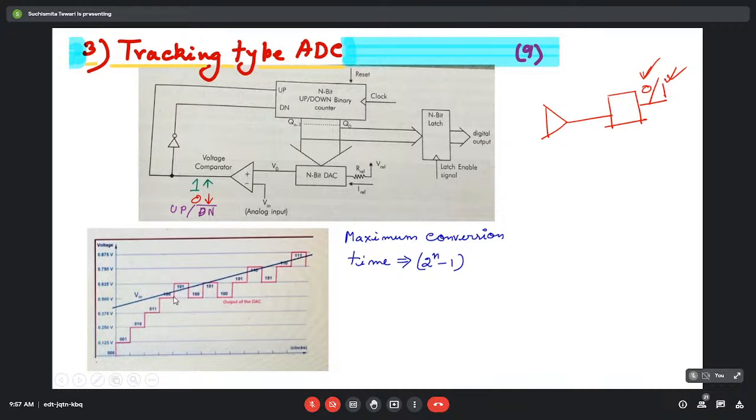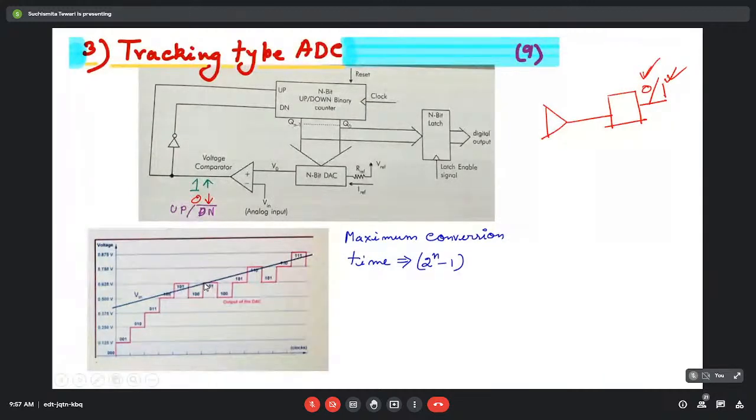So here the output of the comparator will become 0. When the output of the comparator becomes 0, then it will start down counting. It is going below. Again, after the down counting, this analog voltage is less than this input voltage. So again, the output will be 1 and it will again up count. So again, it will be up counting like this.